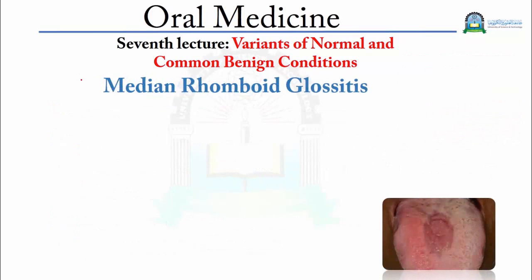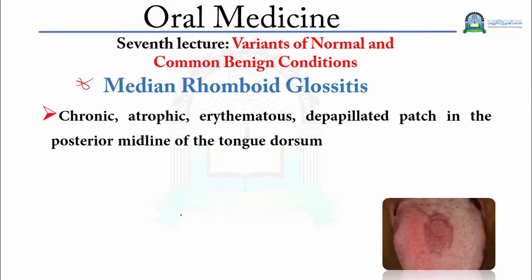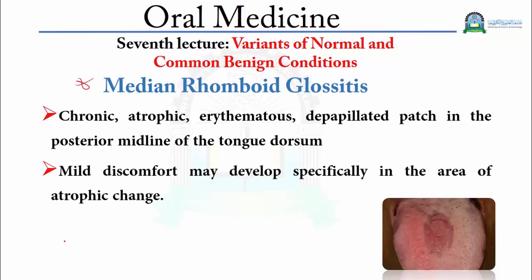Median rhomboid glossitis. Median rhomboid glossitis is also one of the normal variant lesions, which is chronic atrophic erythematous depapillated patches in the posterior midline of the tongue dorsum. This is the site of the median rhomboid glossitis. Median, due to its presence in the midline of the dorsal surface of the tongue. Mild discomfort may develop, especially in the area of atrophic tongue.